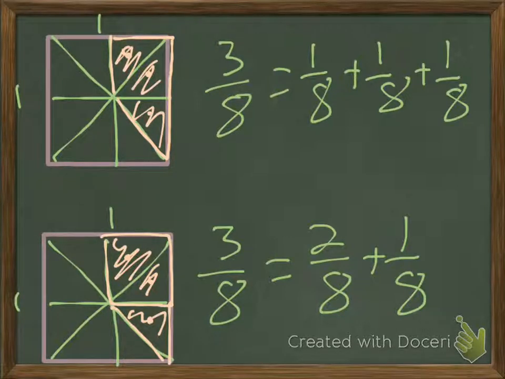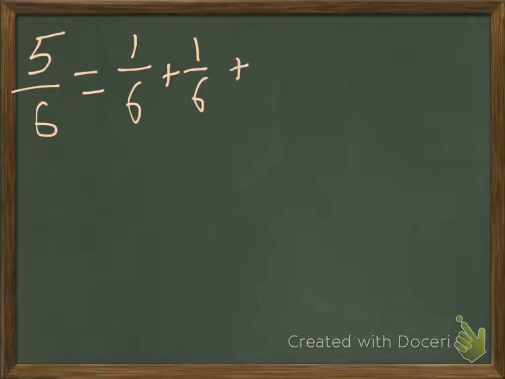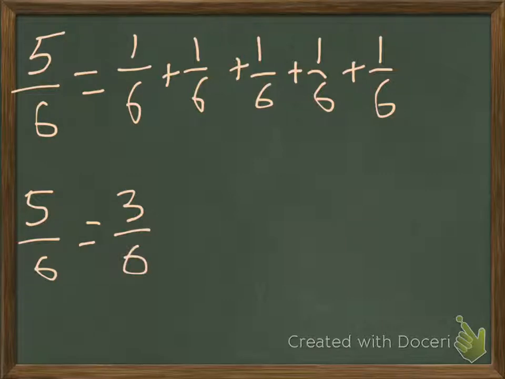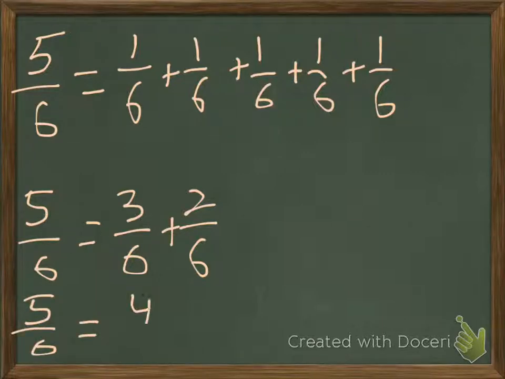Seeing how we can decompose it, let's look at another example. Let's look at 5/6. We can view that as 1/6 plus 1/6 and so on, of course, because it's 5 copies of 1/6. We can view that as 3/6 plus 2/6. And we can also view that as 4/6 plus 1/6.